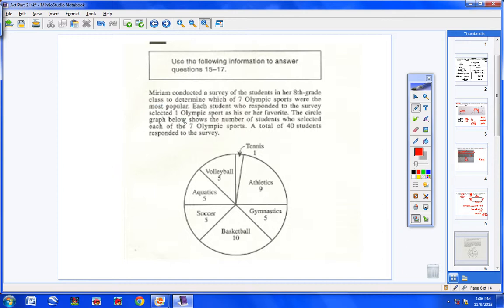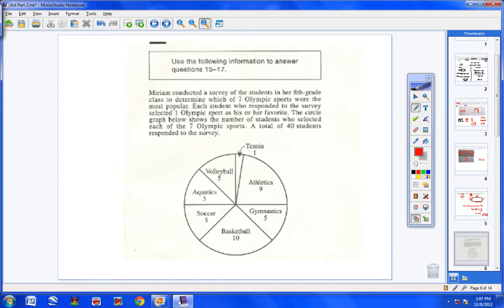Each student who responded selected one sport as their favorite. The circle graph below shows the number of students who selected each of the 7 Olympic sports. A total of 40 students responded to the survey. Okay, so the total altogether should add up to 40, and I'm sure that it does. Now we're going to use this for numbers 15, 16, and 17.